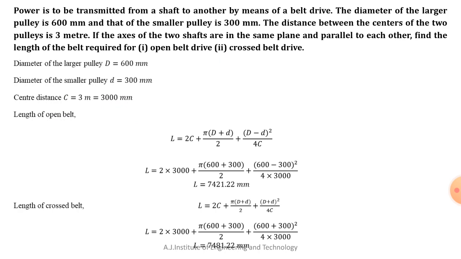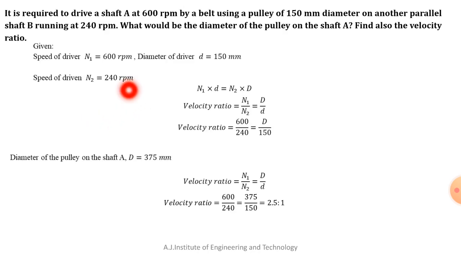So the value is given in meters. So that's why I will convert into millimeter. So 1 meter equal to 1000 millimeters. So you have to multiply by 1000. That's why 3 into 1000. So you'll get 3000 millimeter. Now we can find out length of the belt.